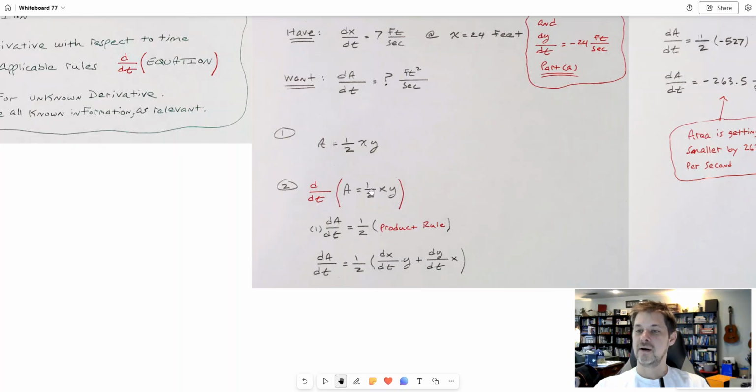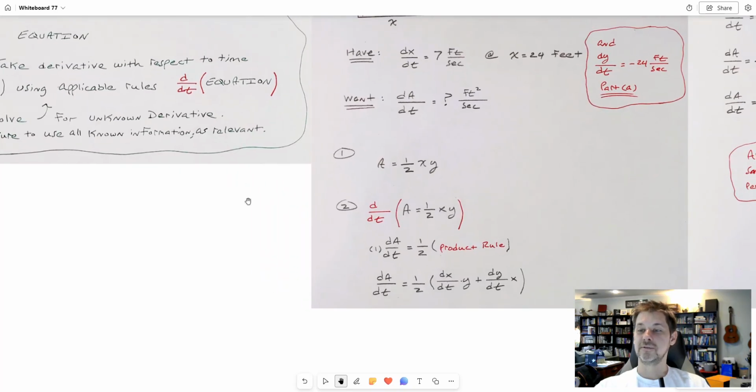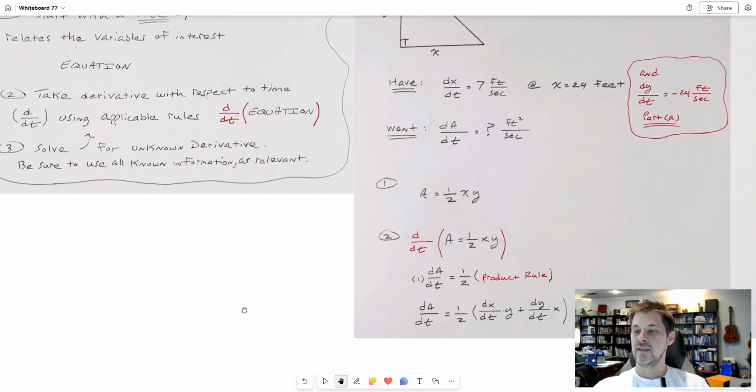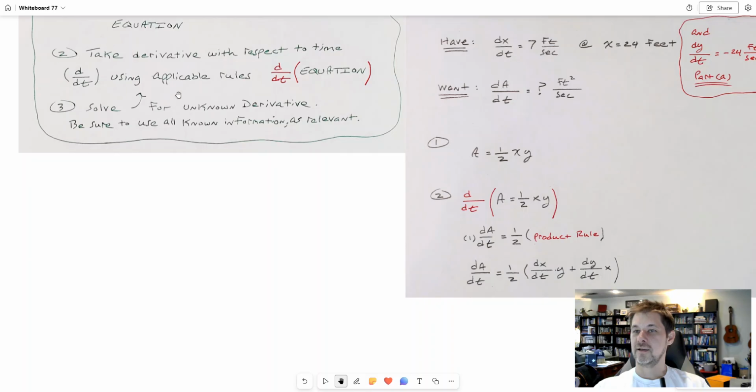On the other side, I can carry down this half, but using applicable rules for derivatives, x times y is the product of two functions. So I'd have to use the product rule. So here goes. The derivative of x times y is the derivative of x times y plus the derivative of y times x by the product rule. In this case, for this kind of problem, that translates to dx over dt times y plus dy over dt times x. And that concludes step 2.